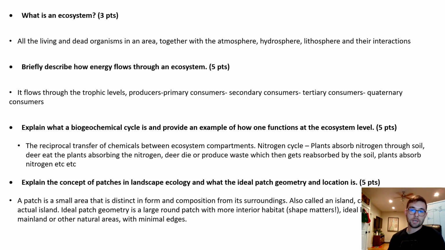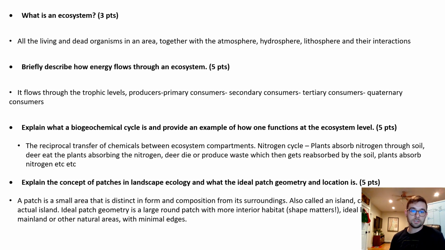A biogeochemical cycle is the reciprocal transfer of chemicals between ecosystem compartments. Like the nitrogen cycle: plants absorb nitrogen through the soil. A deer will eat the plant, which absorbs the nitrogen into the deer. The deer will die or produce waste, which then gets reabsorbed by the soil. The plants absorb it from the soil, a never-ending cycle.